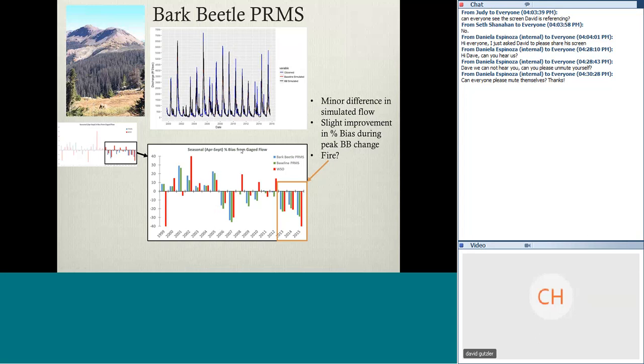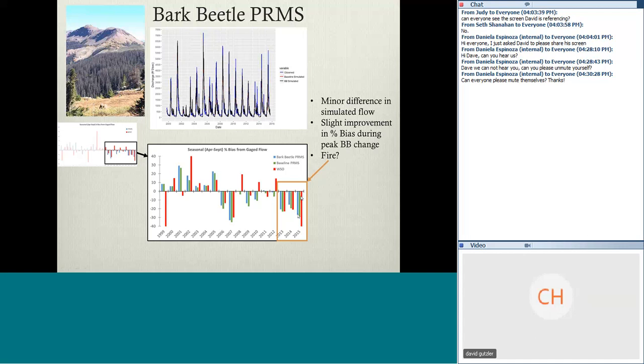And then when you look at the impact on the percent bias, you can see that reflected in years where the baseline model was over-predicting, that increased flow bumped that bias up by a measurable amount. And in the areas where the model was systematically under-predicting, you can see that increased flow actually reduced the bias in the bark beetle impact model, but overall not a huge difference attributed to the bark beetle.